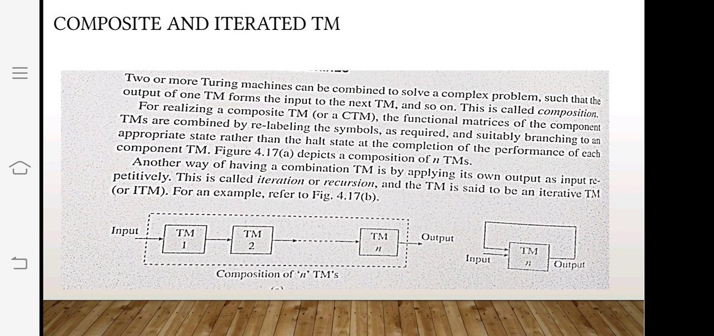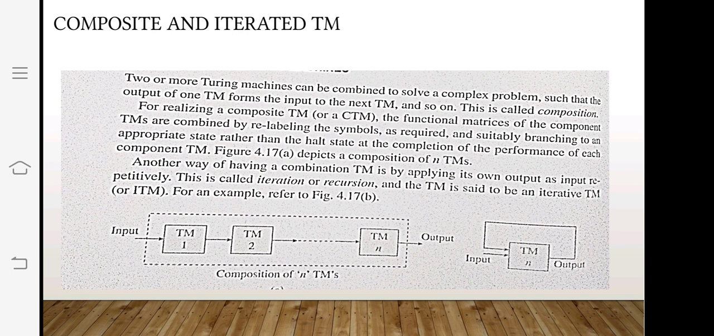So the composite Turing machine, or in short a CTM, that is a composite Turing machine. The functional matrices of the component Turing machines are combined by relabeling the symbols as required and suitably branching to an appropriate state rather than the halt state on the completion of performance of each component TM. So we can see in the figure the composition of n Turing machines.